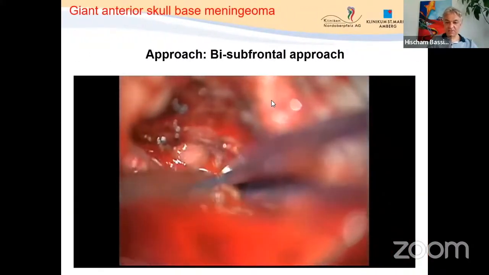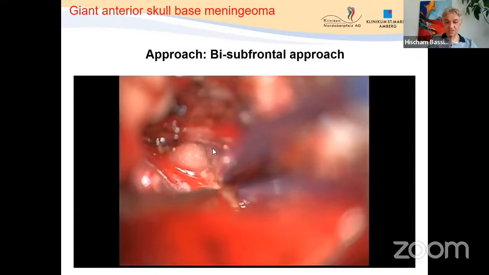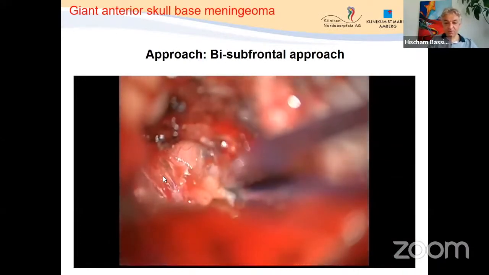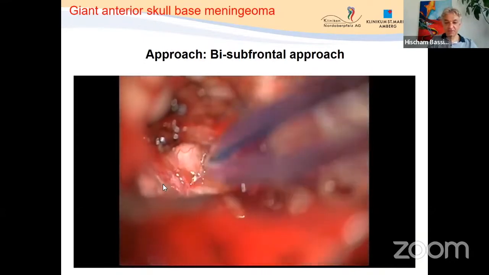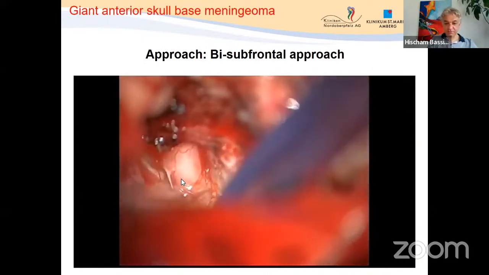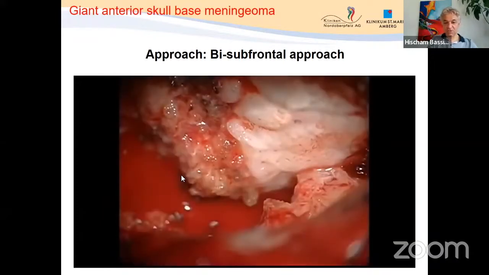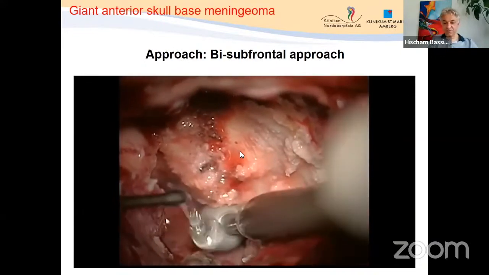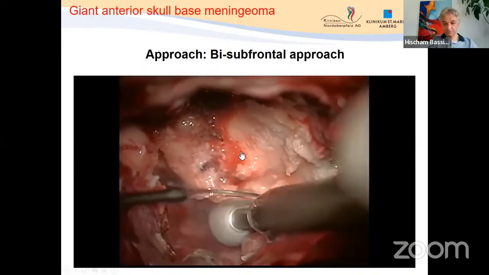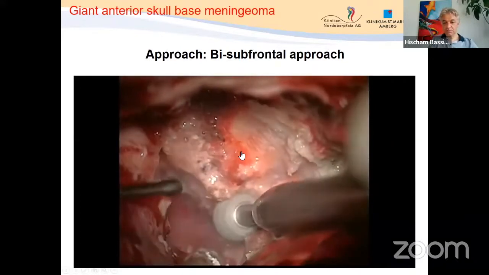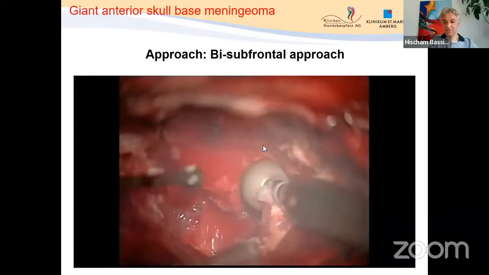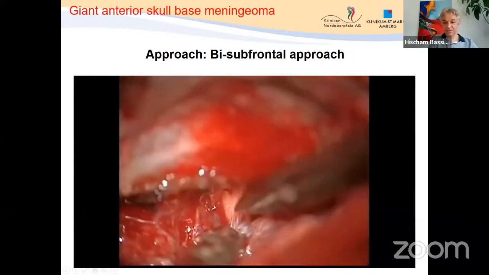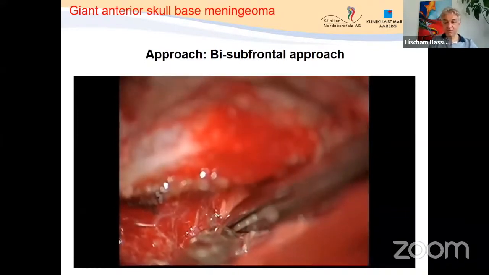So this is the sketch from the surgery. You see here the left optic nerve. The tumor was merely compressing the left optic nerve. So it looks fine. This is the hyperostosis. You have to remove it completely. This is usually done by a diamond drill. There is a large hyperostosis, 6 millimeters or 4 millimeters.